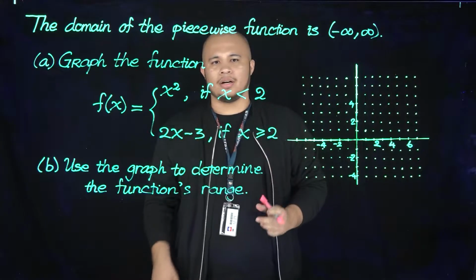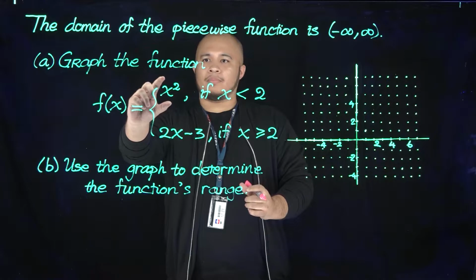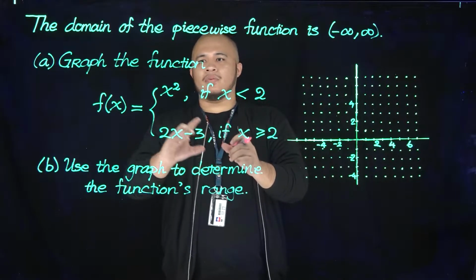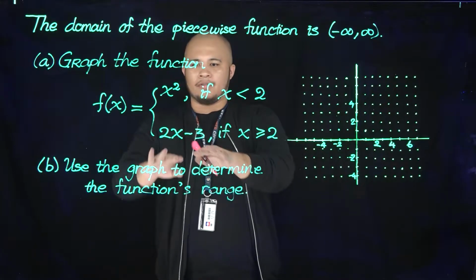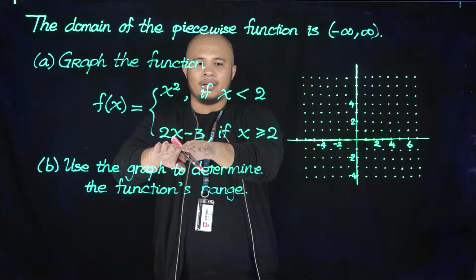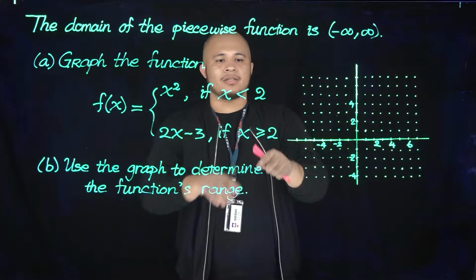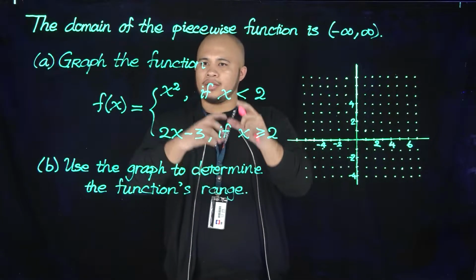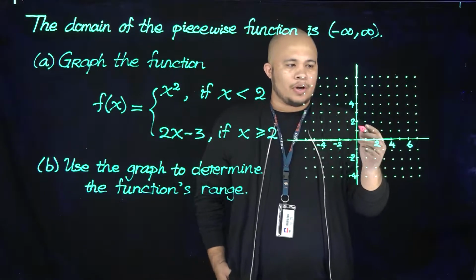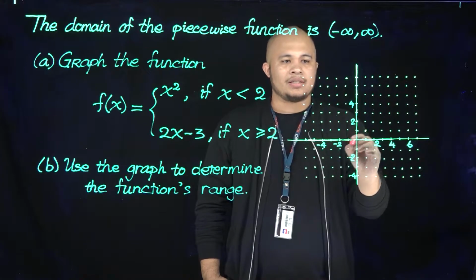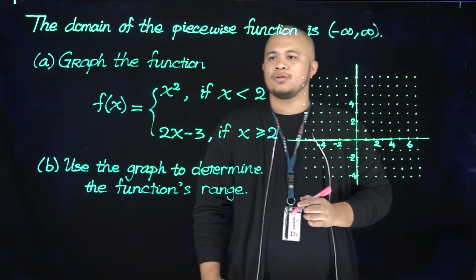These parts right here, x less than 2, it's the restriction on the parabola x squared. It means it wants us to draw the parabola only when x is less than 2. And for this linear function down here, we'll draw it, but only when x is greater than or equal to 2. So we're going to draw these two in pieces, starting with x squared. So x squared is a standard parabola, but I want to draw this parabola when x is less than 2.